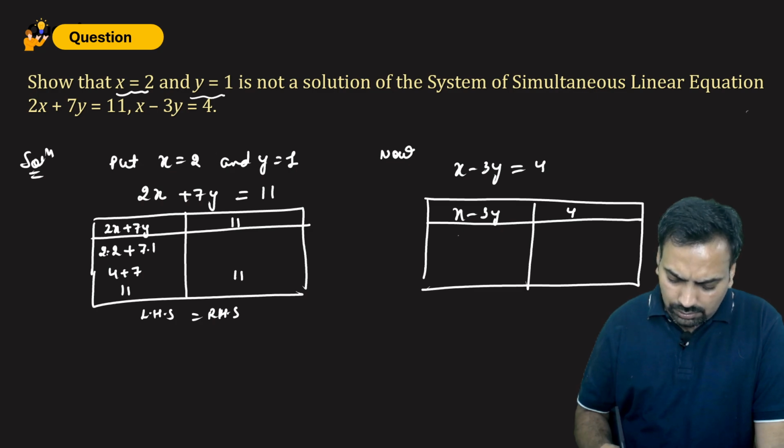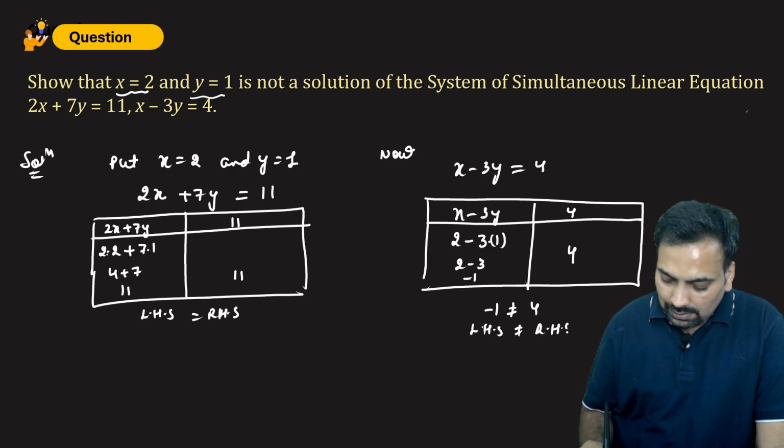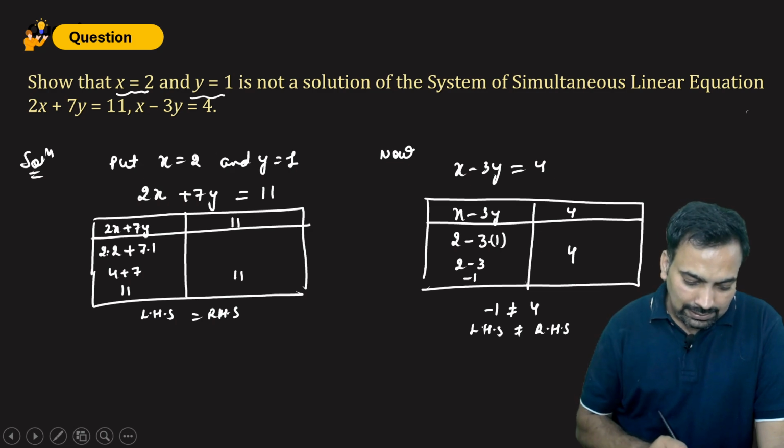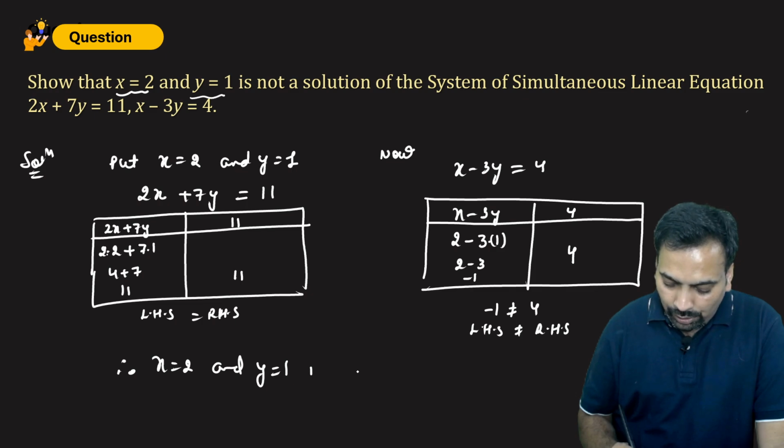Just put it: 2 minus 3 into 1. So 2 minus 3 is what? Minus 1, and that is 4. Minus 1 is not equal to 4. LHS is not equal to RHS. Hence, therefore, x is equal to 2 and y is equal to 1 is not a solution.